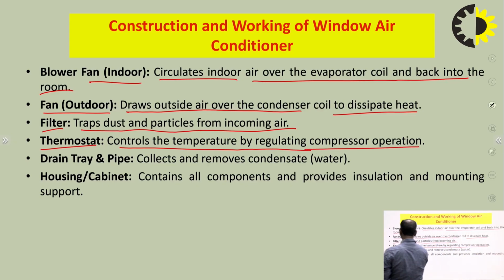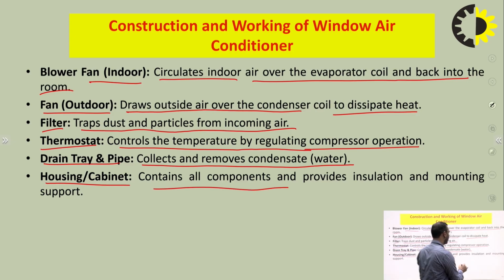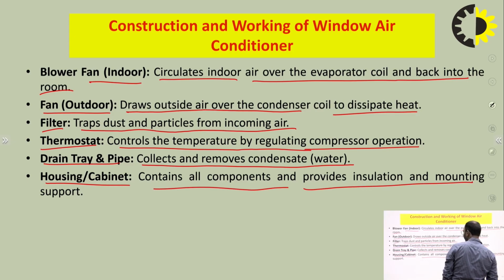Then the drain tray and pipe collect and remove condensate. And the last one is the housing, a cabinet, which contains all components and provides insulation and mounting support. So these are the components of a domestic air conditioning, window type air conditioning system.